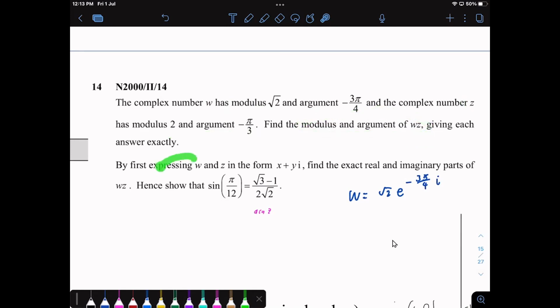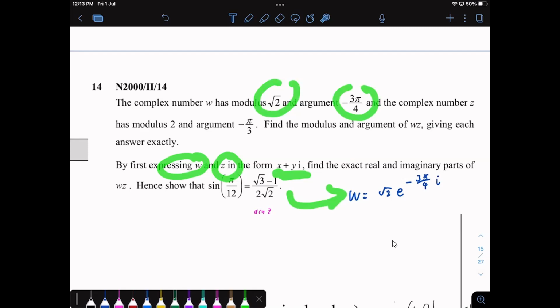Now we want to express W in the form of X plus YI. How did we do that? We first express it in exponential form because we got R and theta. Then we convert into trigo form: cosine theta plus I sine theta.